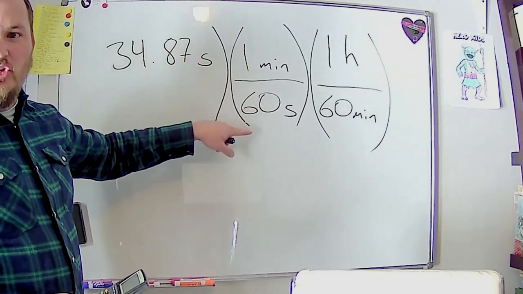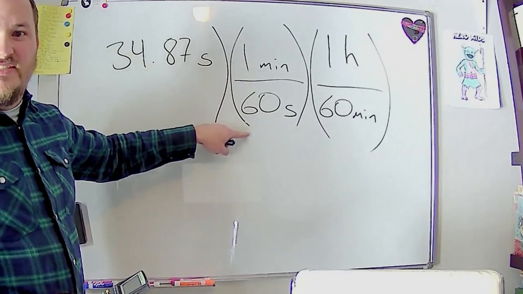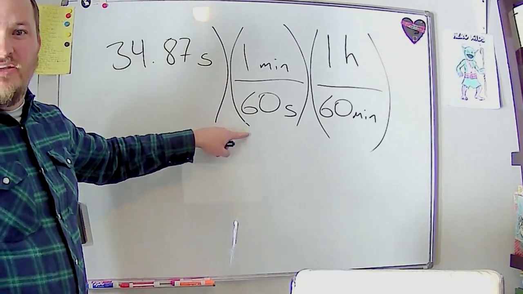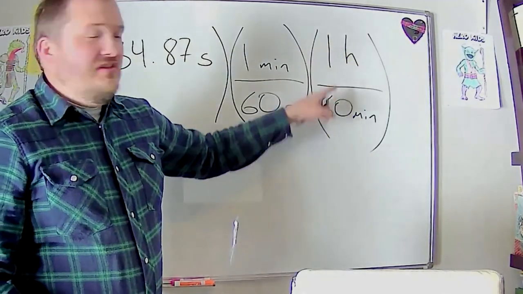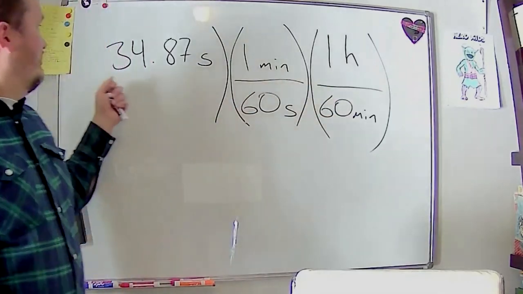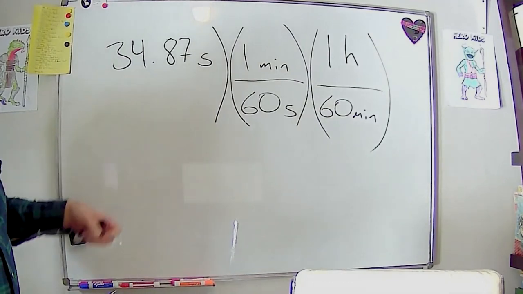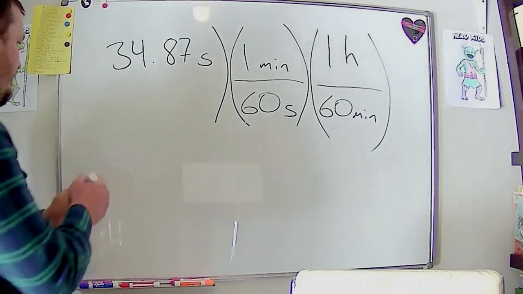We get 0.009686. Is this an exact conversion? It's not about 60 seconds in a minute, right? That's what a minute is, 60 seconds. So that's a definition, and so is this, which means these numbers are exact, so we're gonna keep 4 sig figs in our answer. So 0.009686.